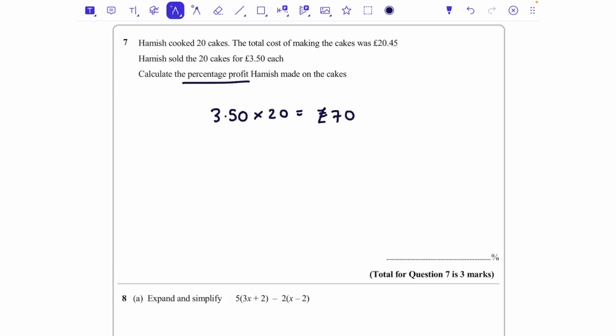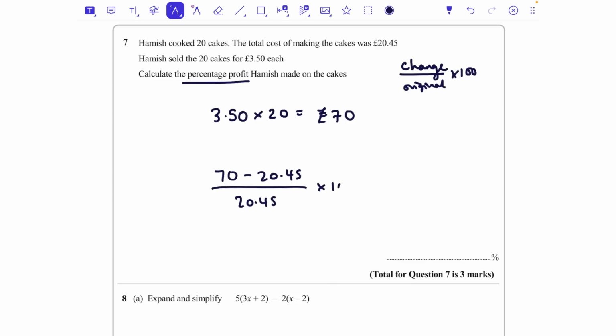Now calculate the percentage profit. So for profit, we want the extra money out of the original times by 100. So a bit like percentage change, it's going to be that change over the original times by 100, or the extra over the original times by 100. Now to get the change, we need to do 70, take away £20.45. How much profit did he actually make? Okay, we've got to take away the cost out of the original, so out of what he spent out in the first place, times by 100.